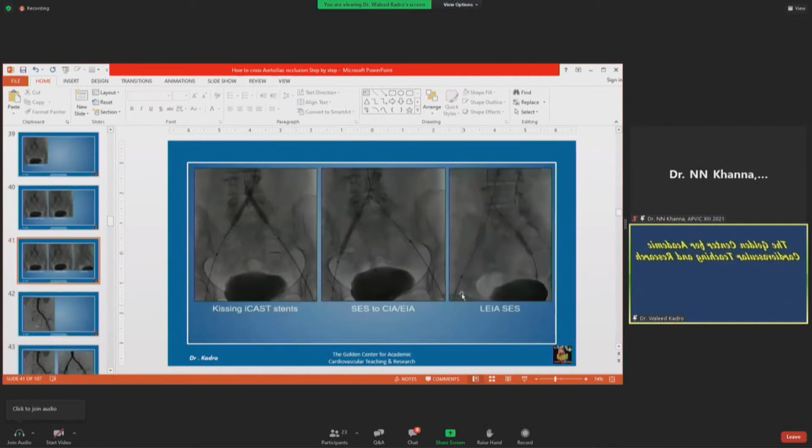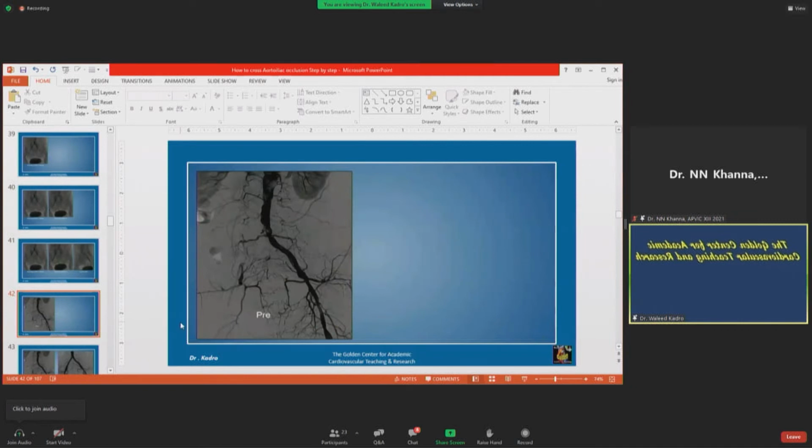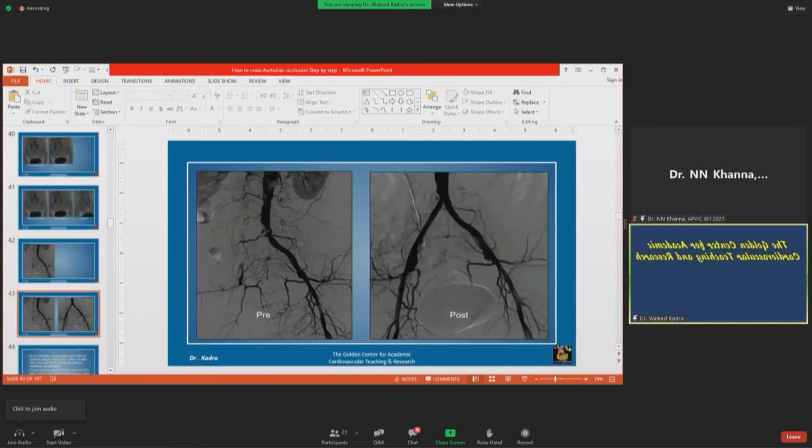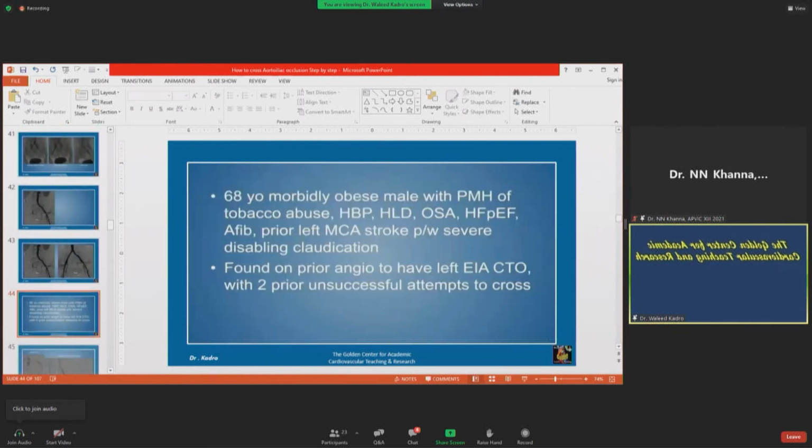and balloon expandable stent, and one self-expandable stent. And this is the pre, and this is the final. We got very good results. So we learned our lesson that for this, radial was the best approach.